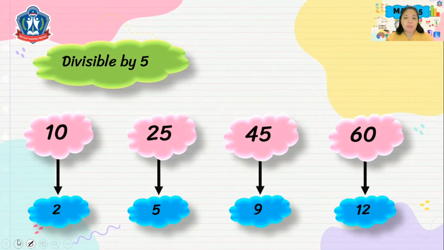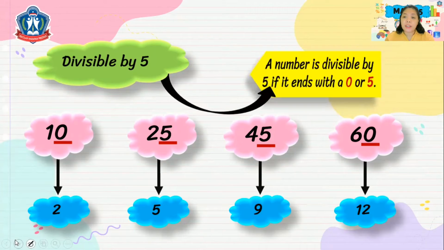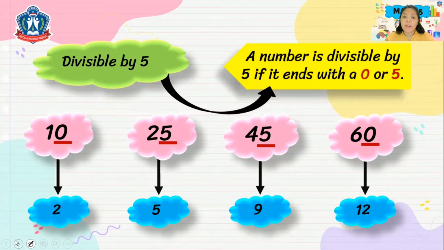So look at these numbers. Look at the digits in the ones place. It has only 0 and 5. So children, a number is divisible by 5 if it ends with 0 or 5, or the digit in the ones place is 0 or 5. So all numbers that end with 0 and 5 are divisible by 5.